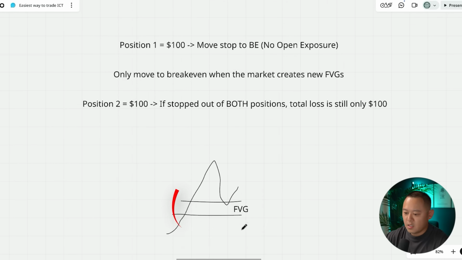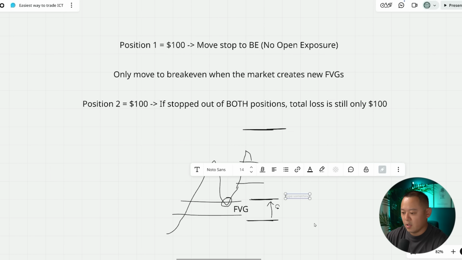Now let's walk through this from a visual standpoint. Let's say this is our first fair value gap and I go long here. My stop loss is down here, my entry's here, and my take profit's all the way up here. Let's say the market moves away, but doesn't quite get to my take profit. Then it comes down here and creates another fair value gap. Now I'm able to move this stop loss to break even.